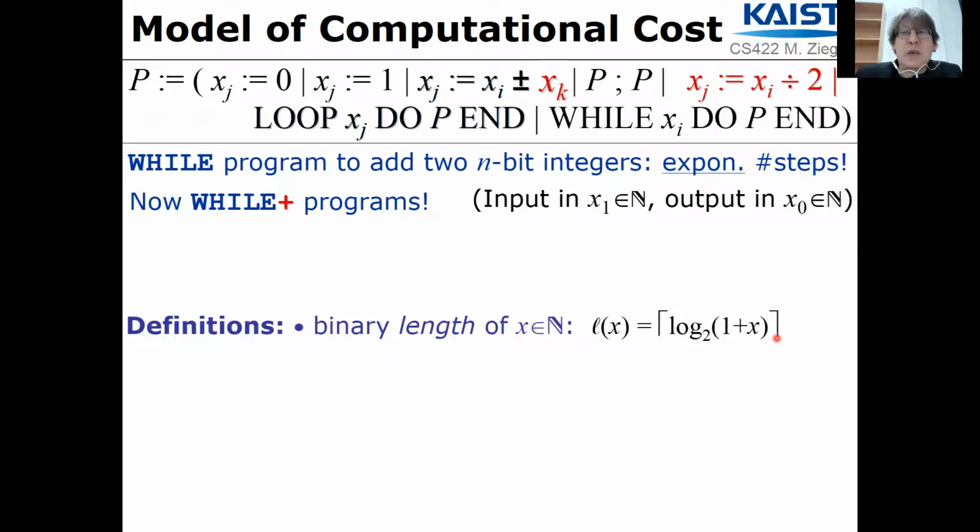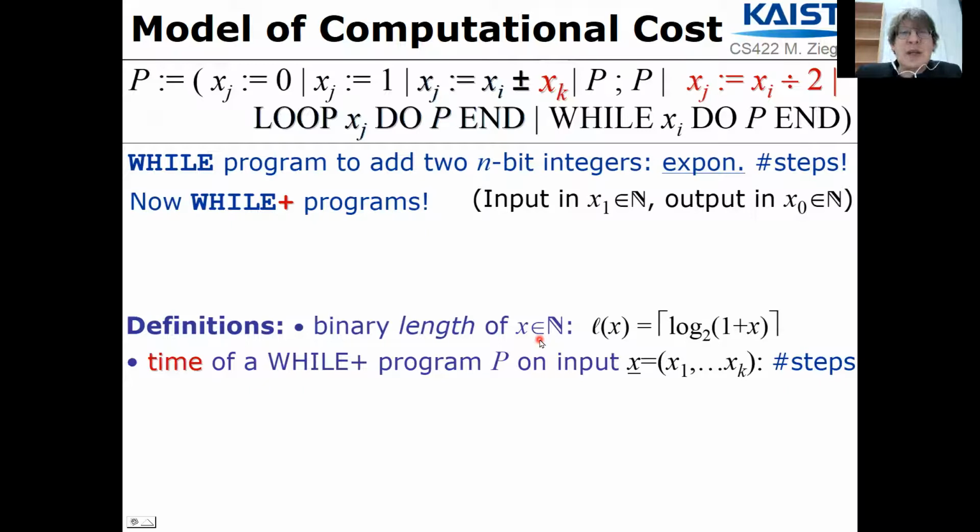The binary length of 4 turns out to be 3, and so on, so that this is a reasonable definition of binary length. It coincides with what you would consider binary length when writing the natural number x in binary on your paper.